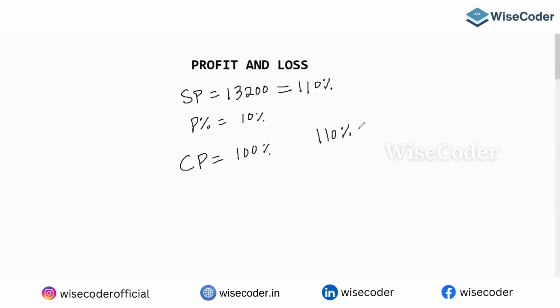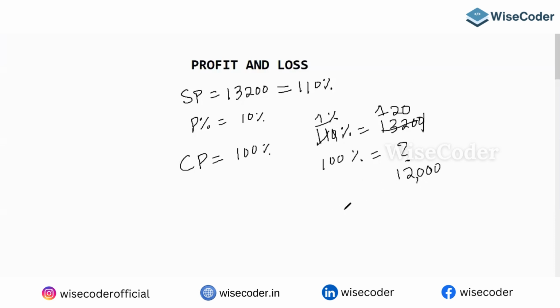110% is equal to 13,200. Then 100% is equal to how much? Zero, zero cancel. 11 ones are 11, 11 twos are 22, and a 0. So 1% is 120, then 100% is going to be 12,000. But you can verify your answer.